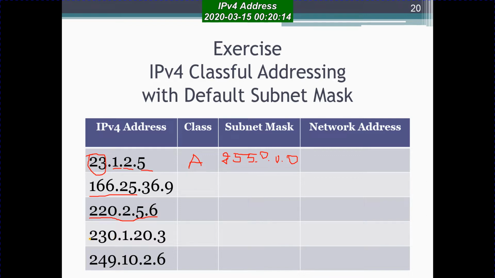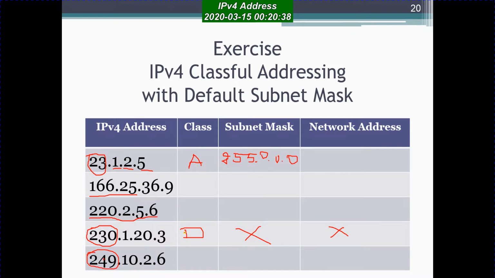230 is class... so this value is between 224 and 239, so automatically this is class D. Do we have a subnet mask for class D? No. Is there a network address? No. This one's 249. 249 is in the undefined range, which starts from 248 to 255.